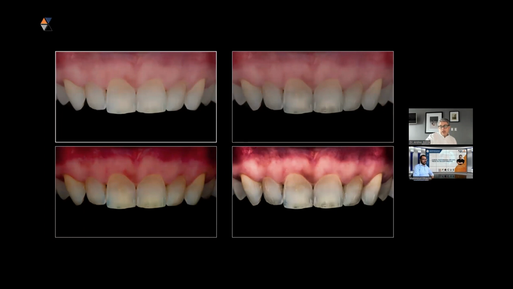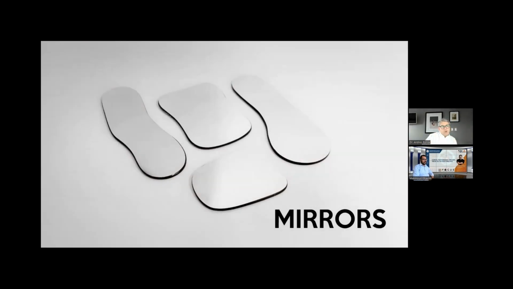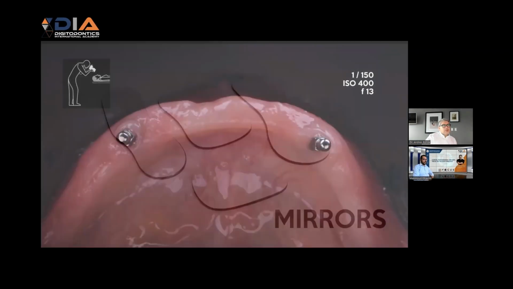The polarized filter is something very common and very used. To be honest, I don't take color. The lab does that job for me, but it's very useful if you want to take color without the shiny surface. So it works really well. Mirrors are something very useful too, and you should have a couple of those because they work really well.